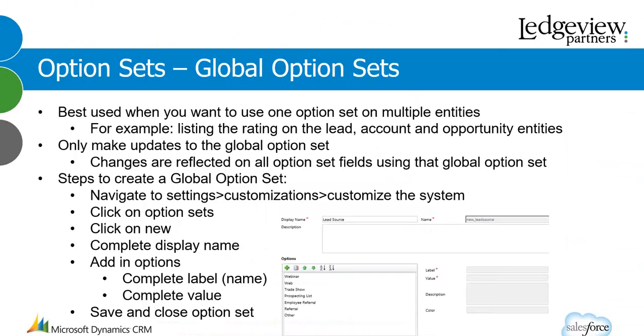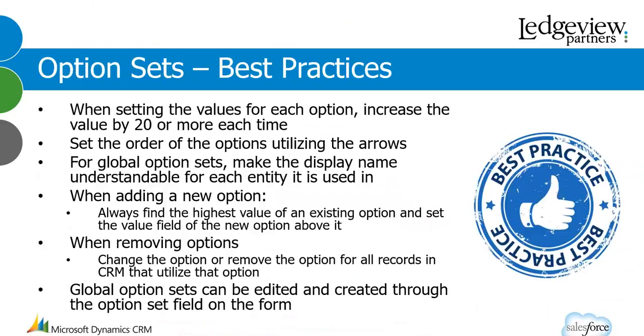So let's jump back into our PowerPoint presentation. I'm going to go over some best practices. Some of them we did touch on. When setting the values, you want to go 20 or more between each one. You can set the order of your options and how they're going to display in the option set. There are up and down arrows next to the plus sign. Simply click those to move your options up and down.